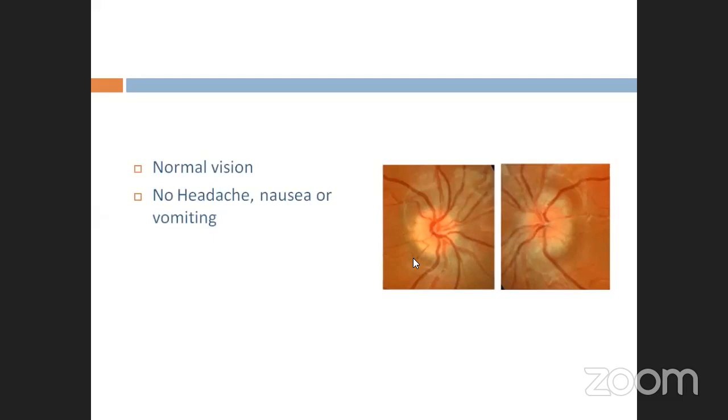So this is a normal patient with normal vision, no headache, no nausea or vomiting. It's not papilledema. And also we can tell from this picture it's not papilledema because there is no opacification of the nerve fiber layer. Sometimes it's difficult to differentiate in the clinic between papilledema and pseudopapilledema or drusen.